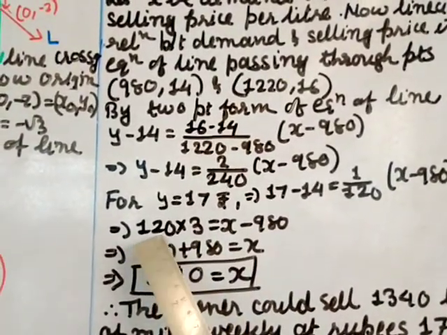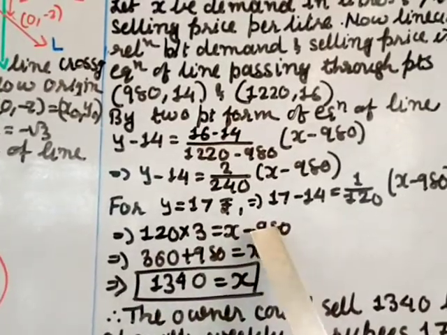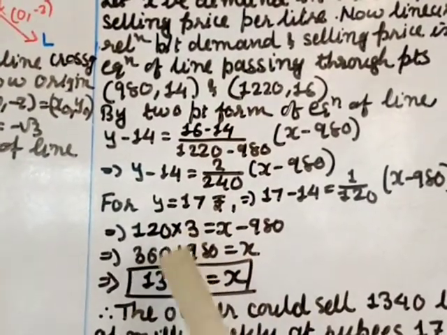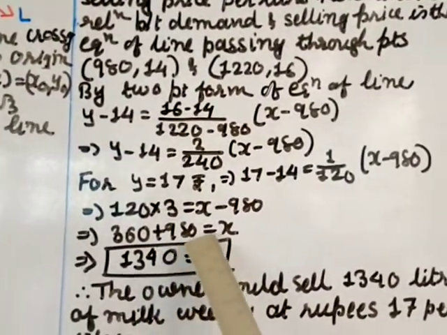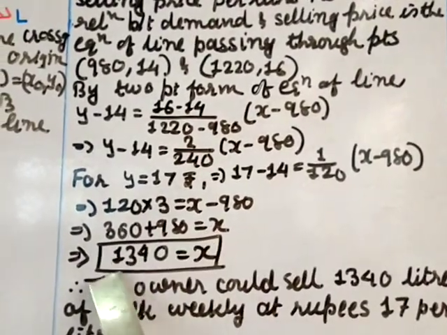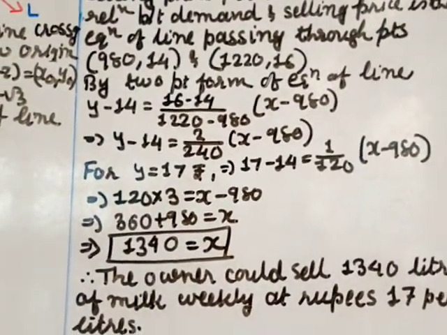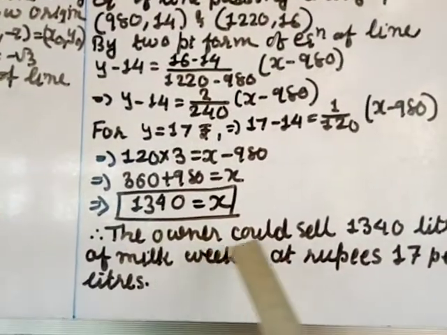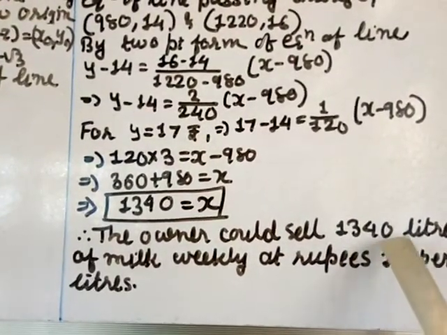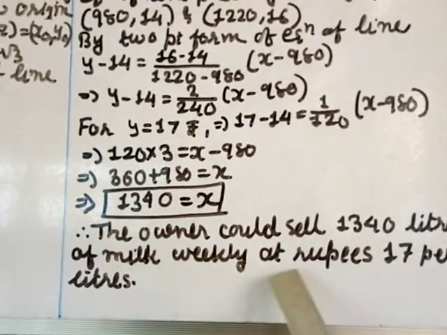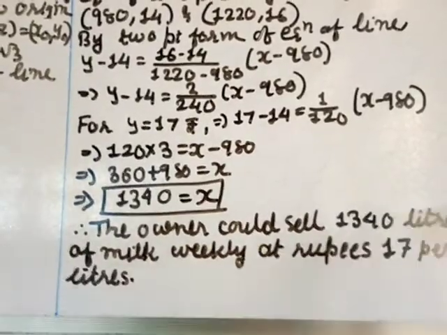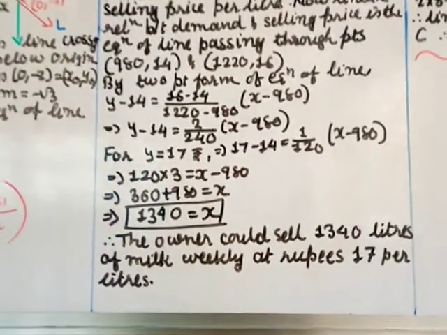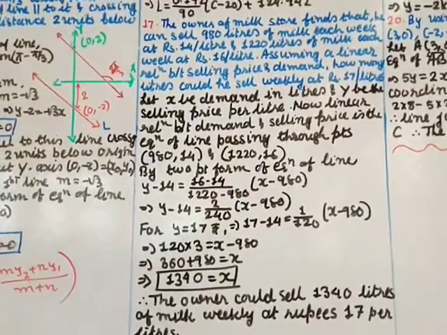Okay, 120 into 3 is 360, and this 980 which is negative, if you transfer here becomes positive, so plus 980 equal to x. The sum of this is 1340, equal to x. So we can say that therefore the owner could sell 1340 liters of milk weekly at rupees 17 per liter. Okay, so that is the solution for question number 17.